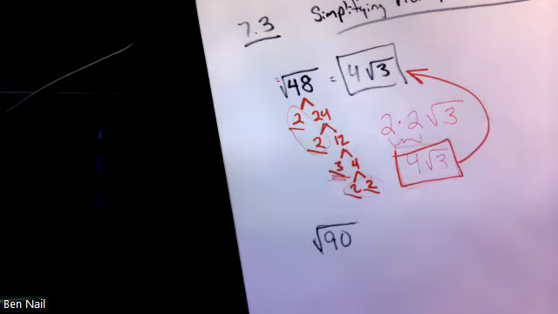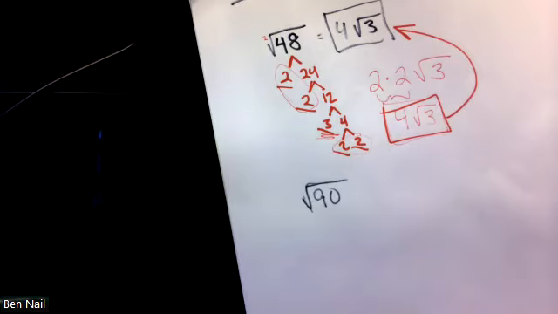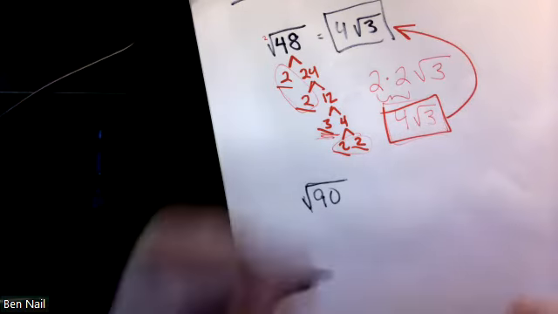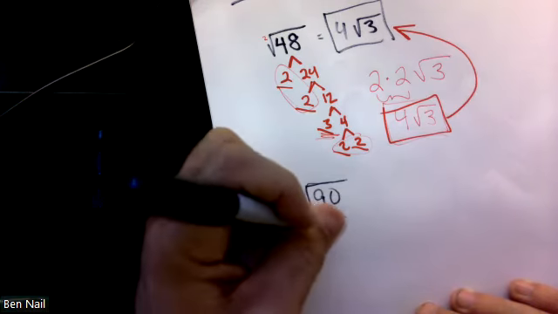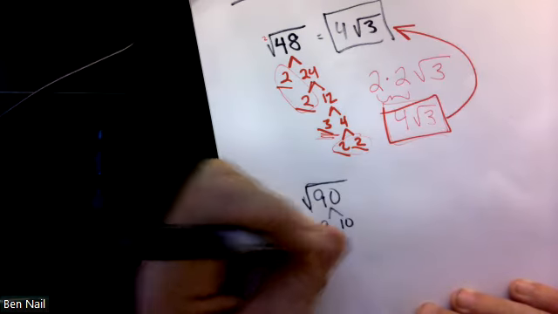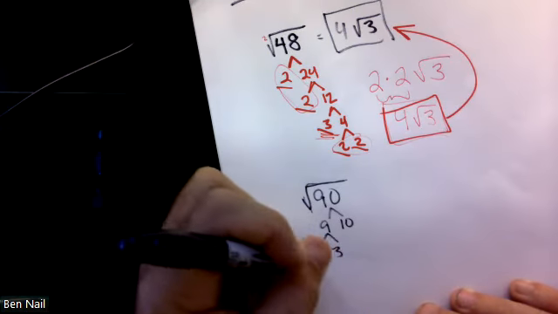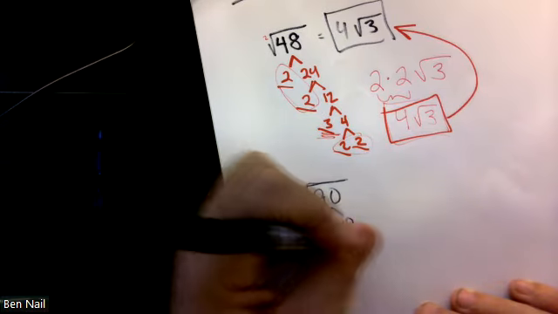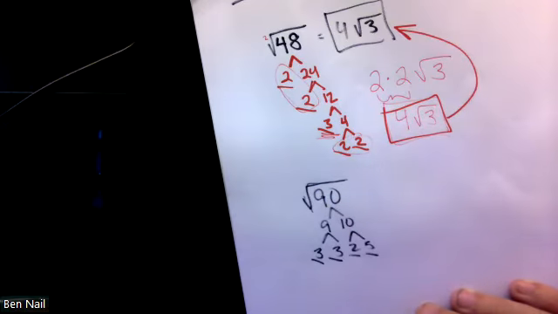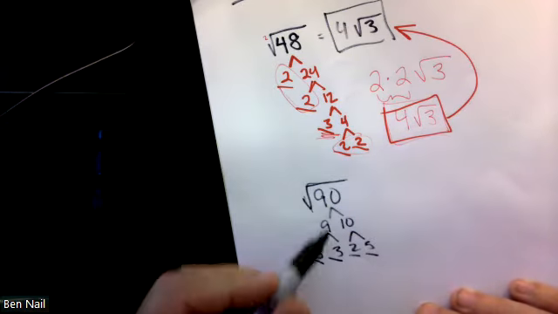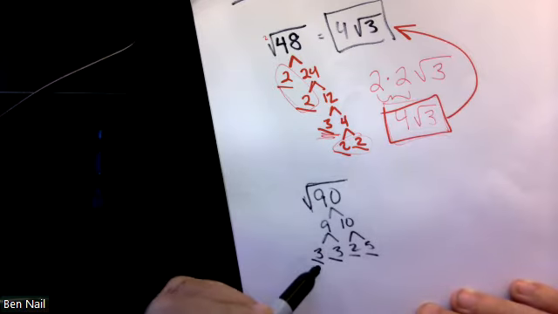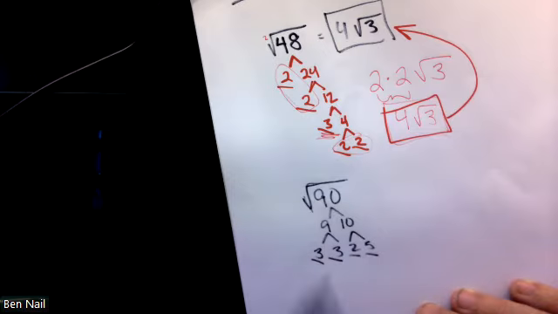Another example. Let's say we wanted to break down the square root of 90. So again, 90, I would do 9 times 10. 9 is 3 times 3. Those are prime. 10 is 2 times 5. Those are prime. So if a number can be divided by anything other than 1, we need to break it down. But if it can only be divided by 1, then that's prime. We want to break a number into its prime factors.